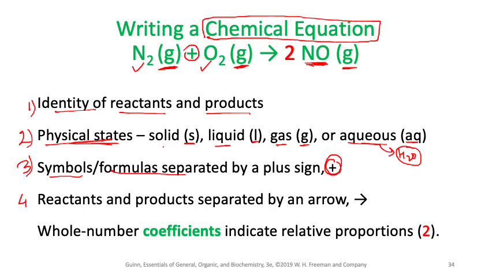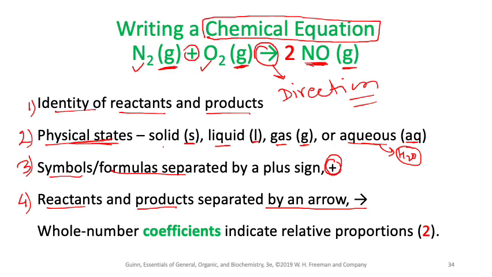The fourth one tells you which one is reactant and which one is product, and the reactants and products are separated by an arrow. If you see this arrow in the chemical equation, it tells you in which direction the reaction is going on. Basically it gives you the direction of the reaction. Right now the direction of the reaction is towards the right-hand side. That means N2 and O2 are reacting to make a product, NO.